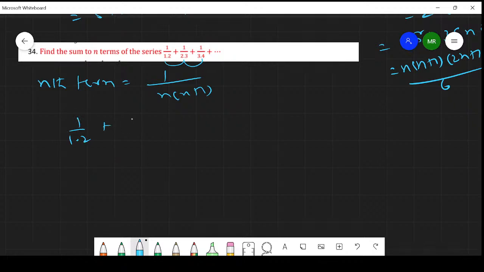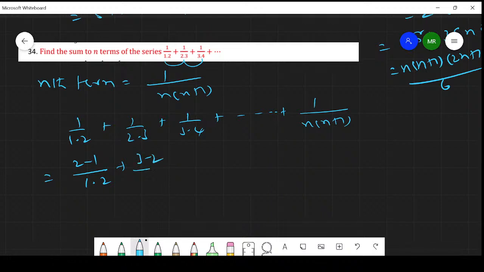1 by 1 into 2, plus 1 by 2 into 3, plus 1 by 3 into 4, in a simple way, and so on, plus 1 by n into (n plus 1). See what I am doing, for convenience. This one I can write as (2 minus 1) by 1 into 2. The reason I will tell you is simplification: 2 minus 1 is 1, this numerator is 1. Then (3 minus 2) by 2 into 3. This numerator is 1 as well.